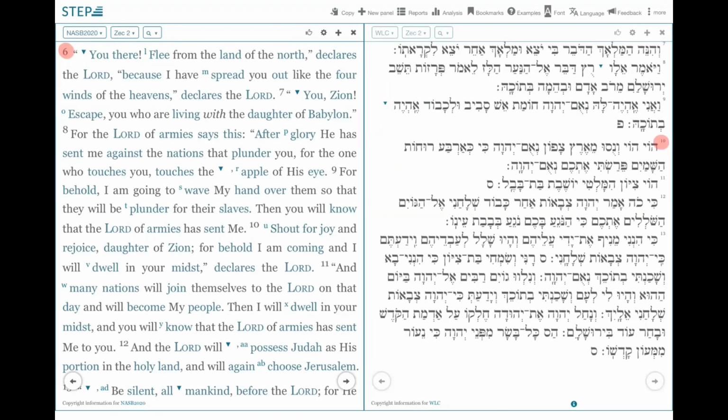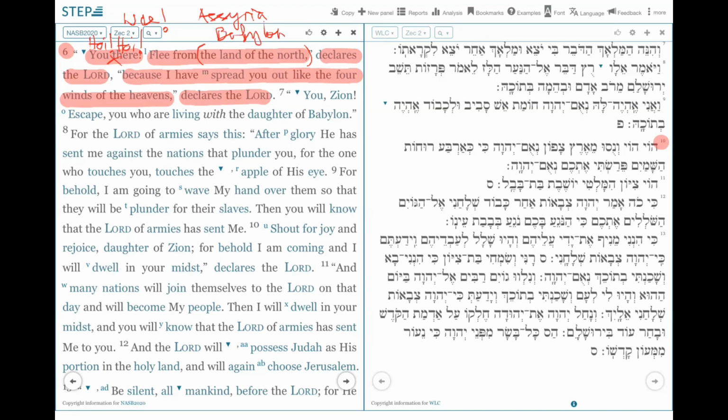It says here, "You there." Now, this is a bit difficult to translate. It really is not "you there" in that sense. It is "hoi, hoi." It is an interjection. It is an exclamation. It is about a woe, right? Woe in the English. So it's not "you there." It is a shout towards the people. It says, "Flee from the land of the north, declares the Lord, because I have spread you out like the four winds of the heavens, declares the Lord." What this means is the land of the north will be the land that is at the borders of Syria and Babylon.